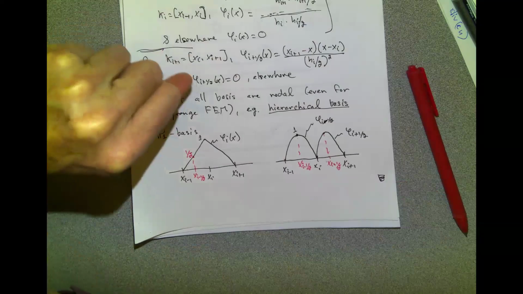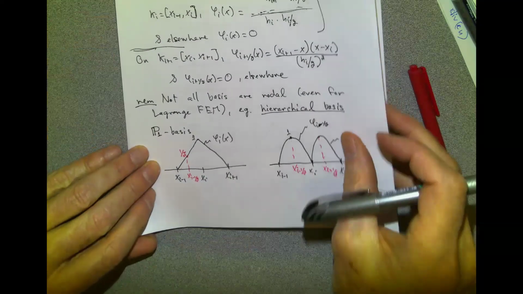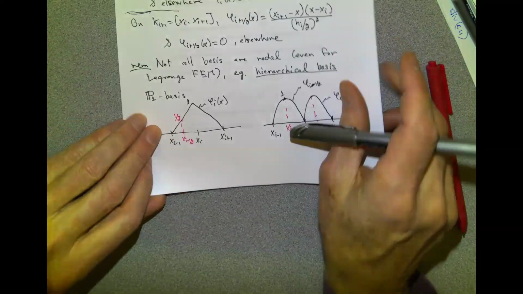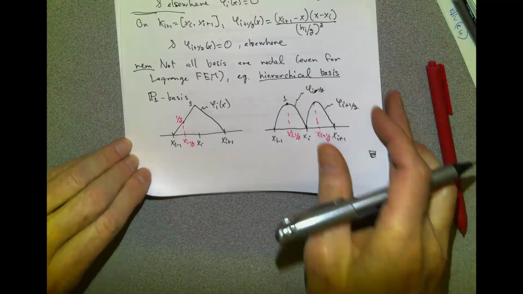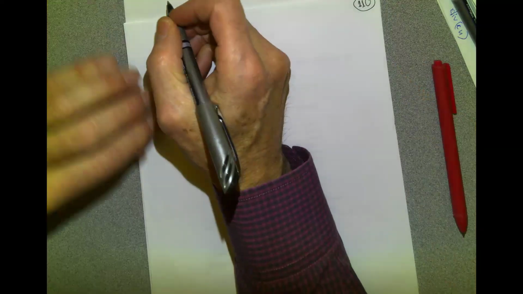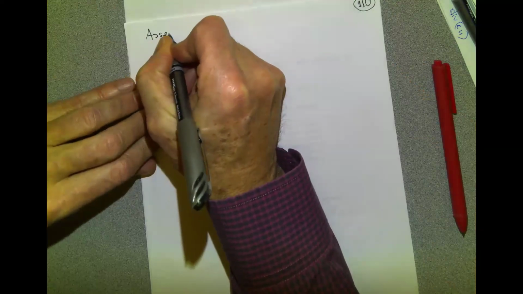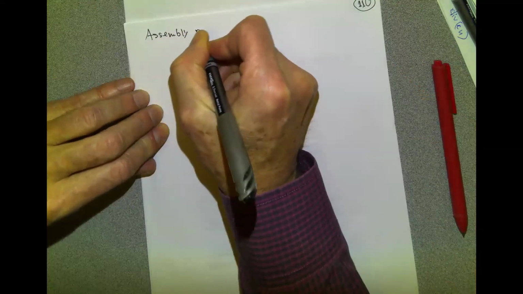So where are we going now? We want to assemble the matrix and see how we organize the data to do that. This is what is called the assembly process. I have my model problem that I rewrite as a variational problem. So let's discuss the assembly process.